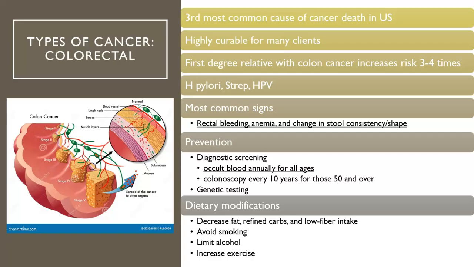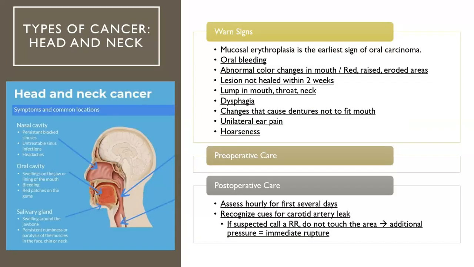Modify your diet. That's the primary prevention. Decrease fat, refined carbs, and low fiber. So increase your fiber, increase your fruits and vegetables, avoid smoking, limit alcohol, and increase your exercise.